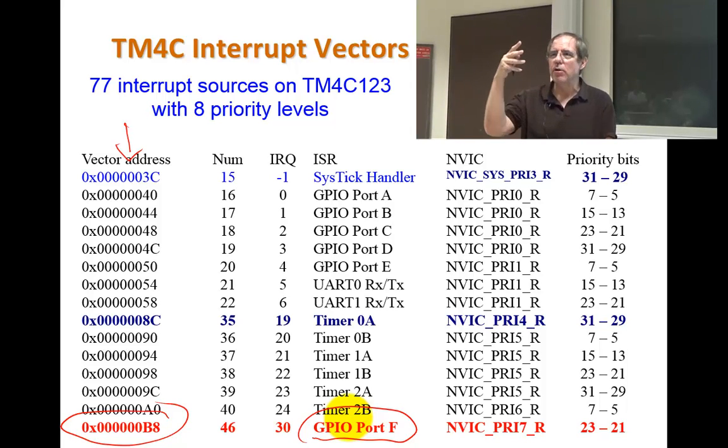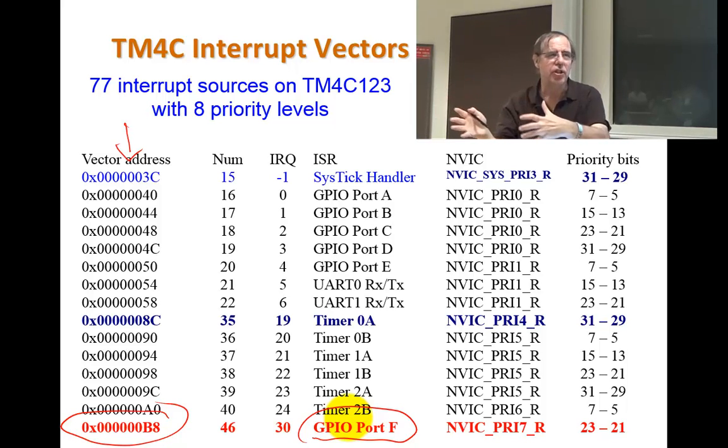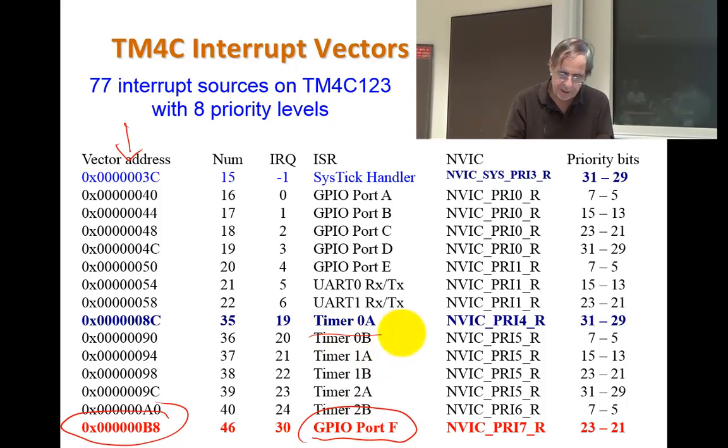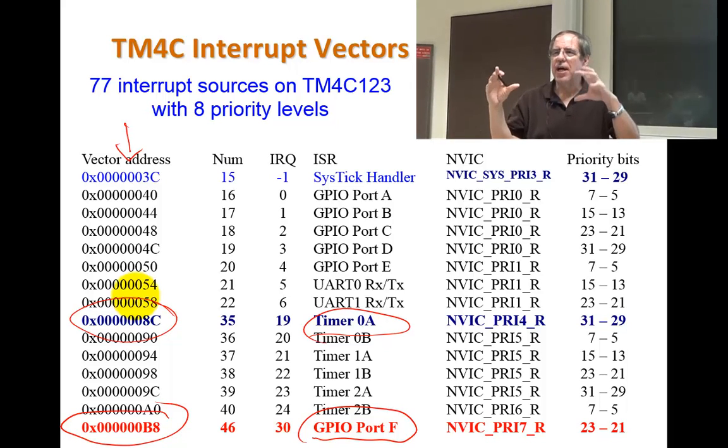In other words, if I have multiple pins on port F, all causing an interrupt, I'm going to have one interrupt service routine which has to handle all of them. Whereas I will also have a timer 0A interrupt, and that will be a separate vector. It will have a vector here at 8C, and therefore, if I have a timer 0A interrupt, I know exactly why I had it. I don't have to think about it. Was it a SysTick? Was it a port F? Was it a port A? I'll know it's a timer 0A.